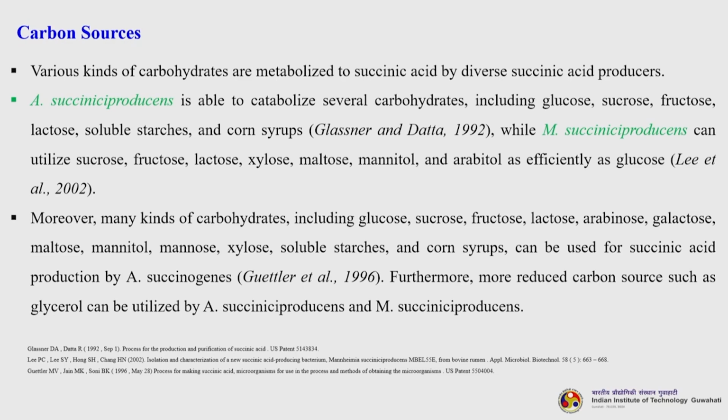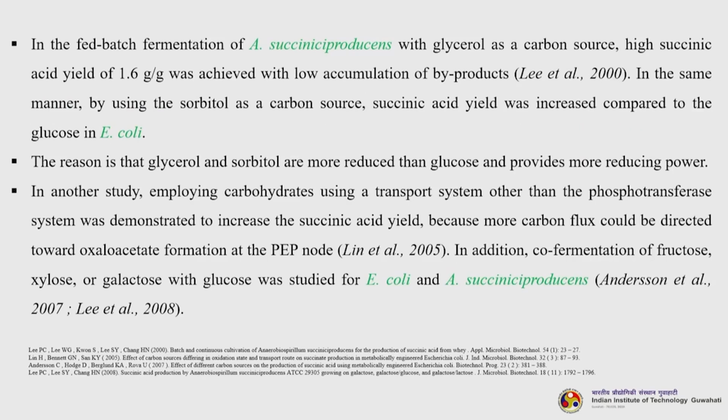Further, more reduced carbon sources such as glycerol can be utilized by A. succiniciproducens and M. succiniciproducens. In the fed batch fermentation of A. succiniciproducens with glycerol as the carbon source, a high succinic acid yield of 1.6 gram was achieved with a low accumulation of byproducts. In the same manner, by using sorbitol as a carbon source, succinic acid yield was increased compared to glucose in E. coli. And the reason is that glycerol and sorbitol are more reduced than glucose and provide more reducing power.